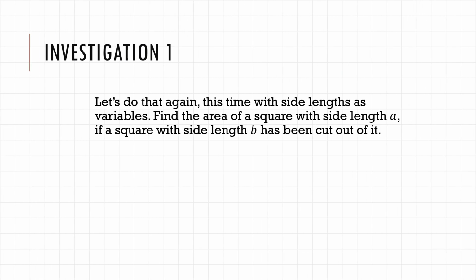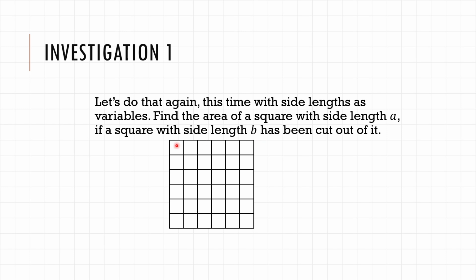Let's do that one more time. But this time, let's make the side lengths variable. So we're going to find the area of a square that had side length A. I know I have got 6 and 6 here, but just imagine that this is an unknown length and this is an unknown length. We're going to call those lengths A. And we're going to cut a small square out of this, and that square has side lengths B.